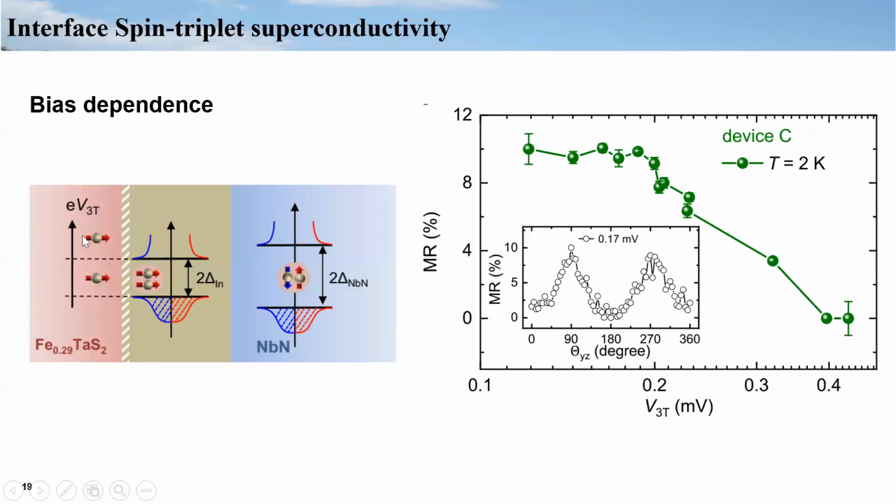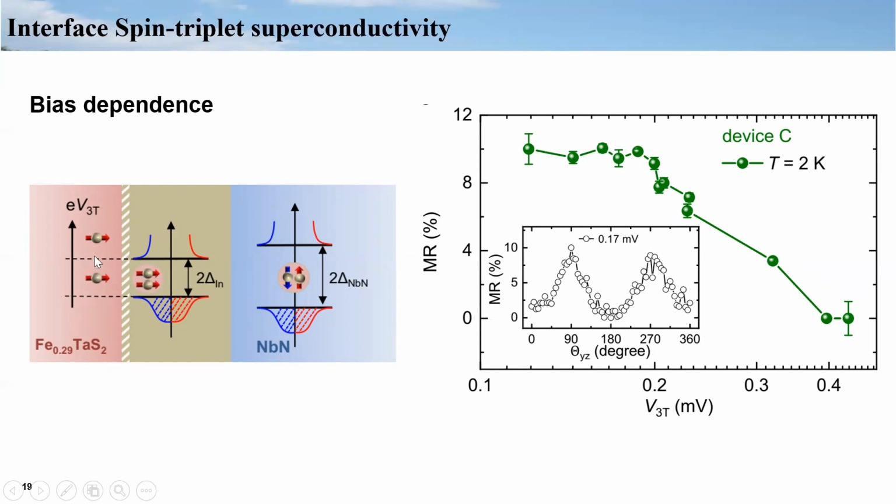Furthermore, we can use bias voltage to measure the spin triplet Andreev reflection to see how the chemical potential affects this MR effect. If the bias voltage is very small, basically we probe the in-gap states. This Andreev reflection process probes the spin triplet superconductivity here. So it's roughly a constant.